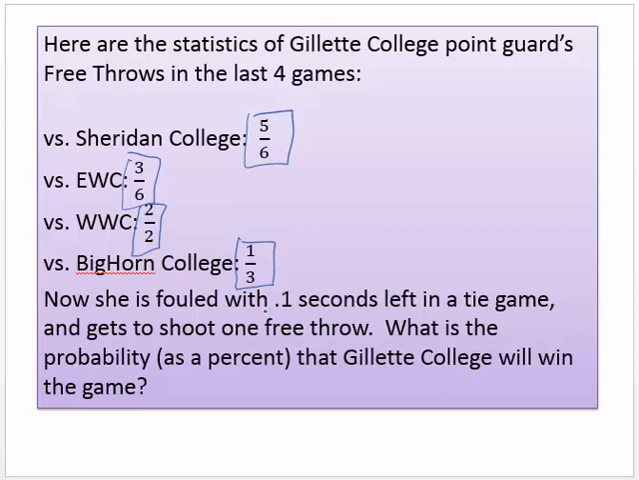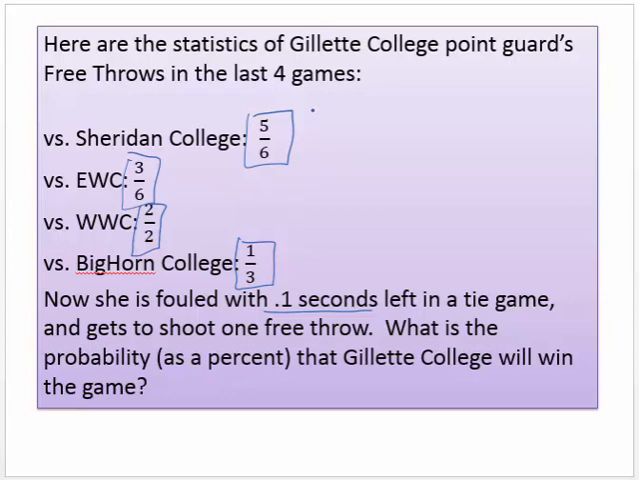Now she's fouled with 0.1 seconds left in the game, in a tie game, and gets to shoot 1 free throw. And it's 1 free throw because it's a 1-and-1. If she makes it, they win. If she misses, it goes into overtime. What's the probability as a percent that Gillette College will win the game? I should have said will win the game in regulation without overtime.